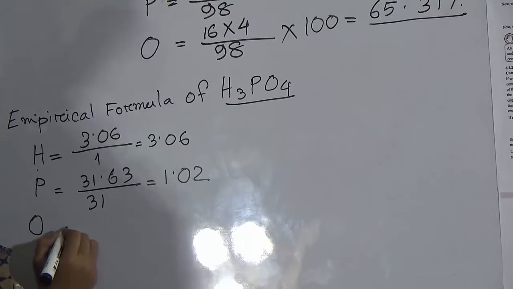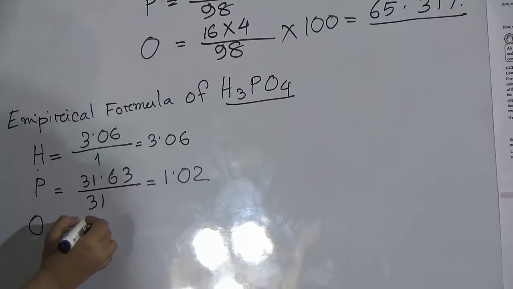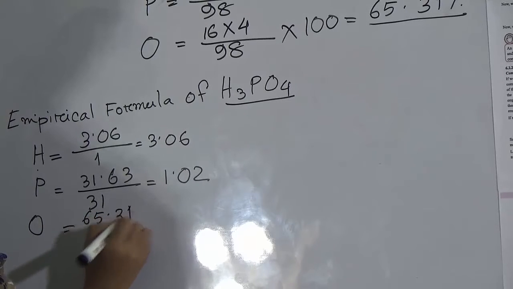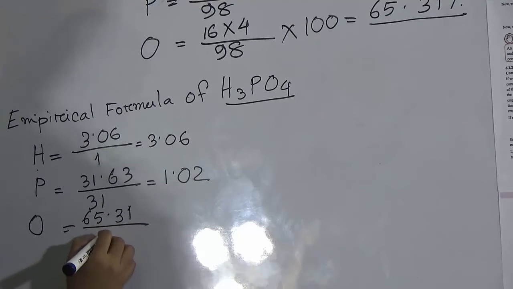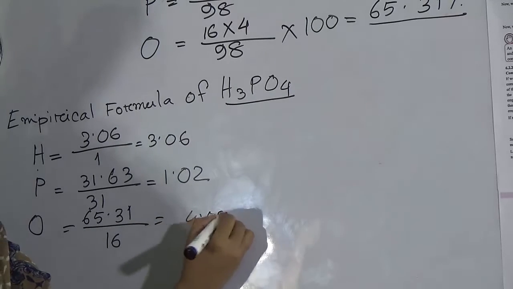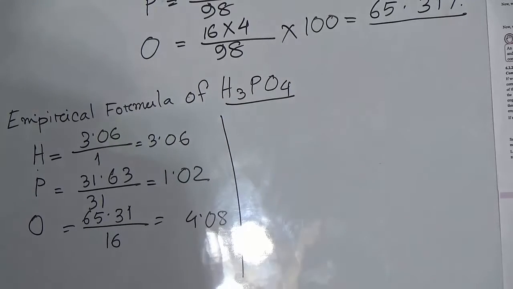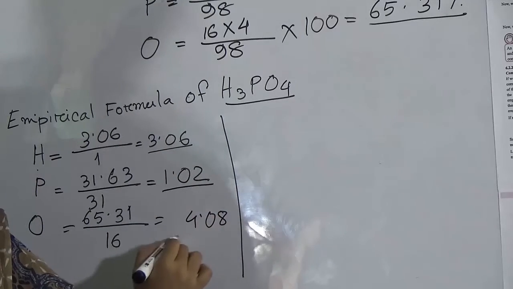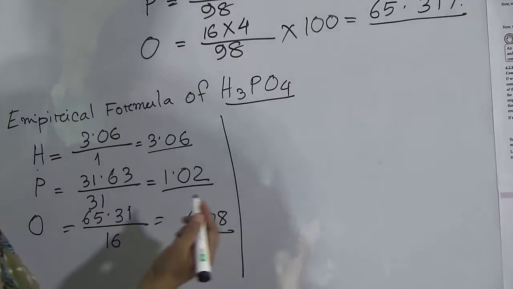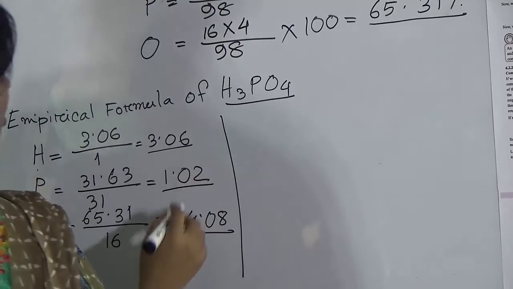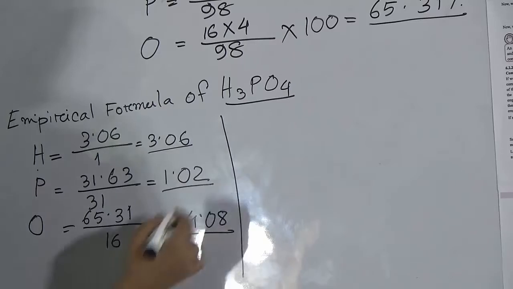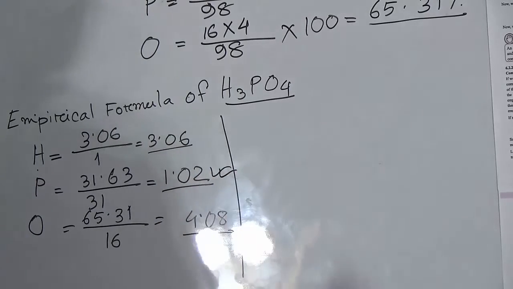Now come to oxygen. Oxygen percent composition we have found is 65.31 and its atomic mass is 16. It will be 4.08. Dear students, this result comes in decimal fraction. We have to convert it into integers. So we have to divide all the numbers by the lowest one, and here the lowest one is 1.02.